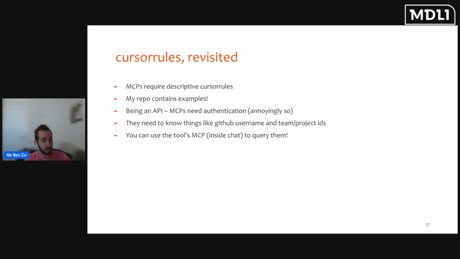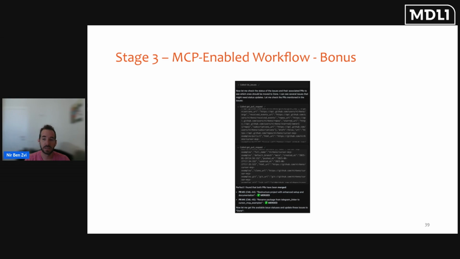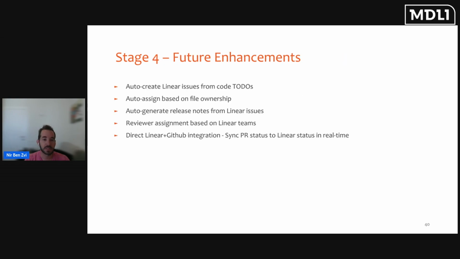And by the way, for Linear, because it uses IDs, you can actually use MCP inside the chat to get those IDs and put them in your cursorrules. So recapping the MCP-enabled workflow, the new way: full file changed, created a feature branch, blah, blah, blah. It took around 30 seconds end-to-end, which is amazing. It saved me so much time. I can have like 2 cups of coffee in that time. And also the presentation repo itself was built only using this workflow, which is nice. It's not hidden, hidden slides.